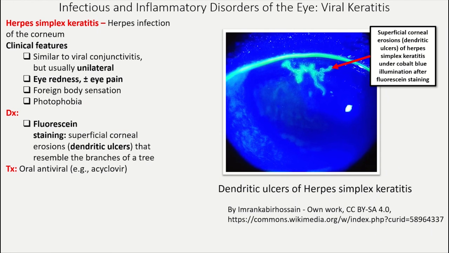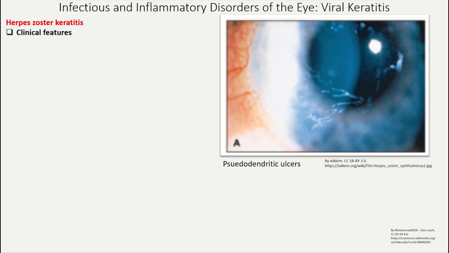So here are the superficial corneal erosions, aka dendritic ulcers, of herpes simplex keratitis, where you take your UV blue light and you illuminate it after you put some fluorescein dye in the patient's eye and have them blink a little bit. And this is what you would see. The treatment is oral antivirals like acyclovir. And you'll notice the bulbs at the end of these for herpes simplex keratitis. You'll notice in the next slide you'll have herpes zoster keratitis, which don't have those bulbs.